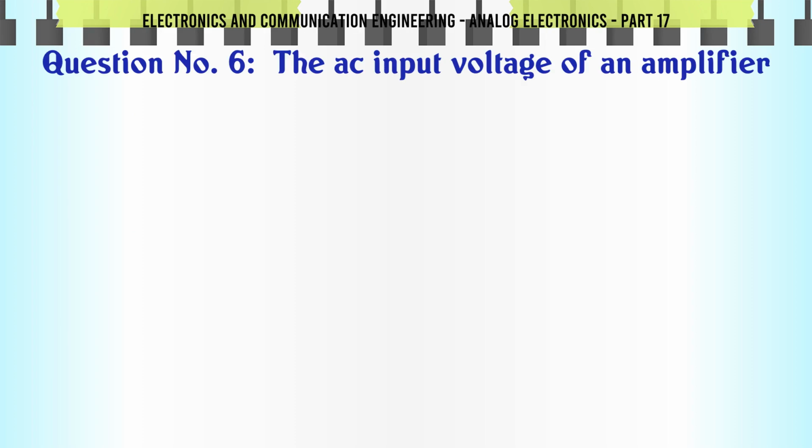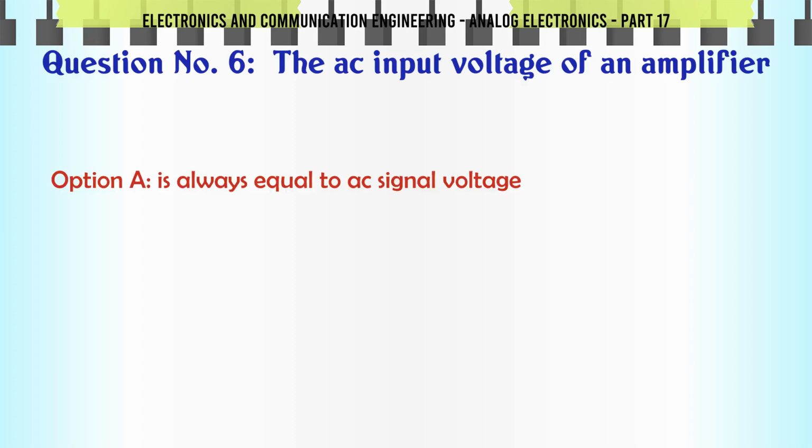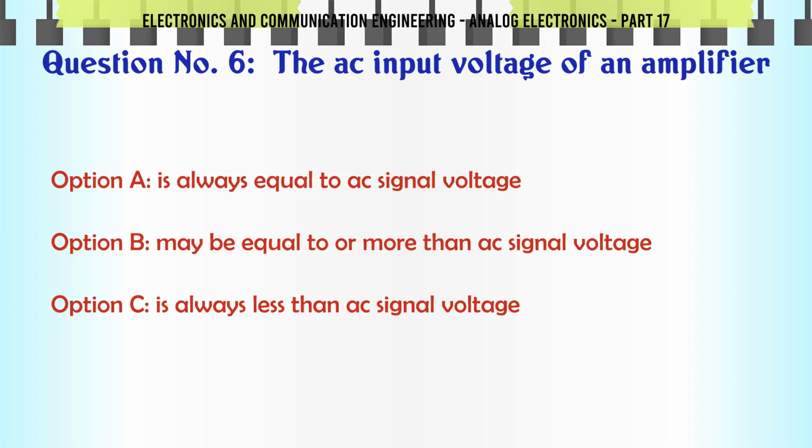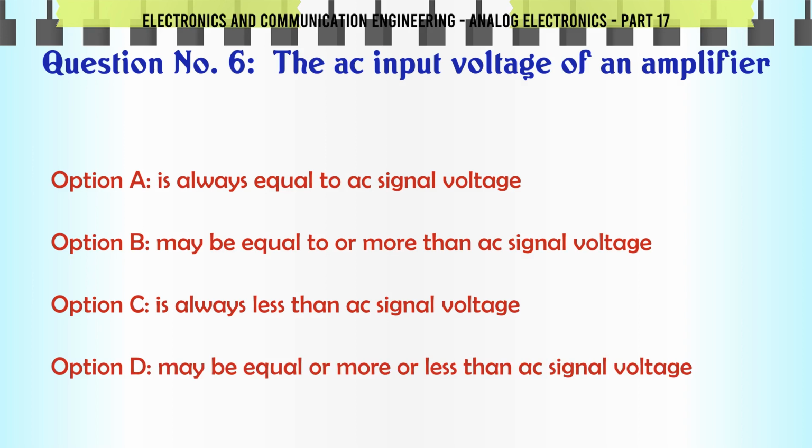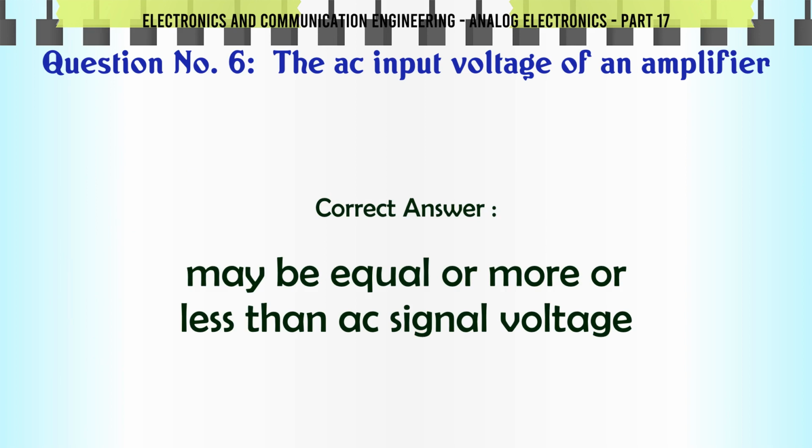The AC input voltage of an amplifier A. is always equal to AC signal voltage. B. may be equal to or more than AC signal voltage. C. is always less than AC signal voltage. D. may be equal or more or less than AC signal voltage. The correct answer is may be equal or more or less than AC signal voltage.